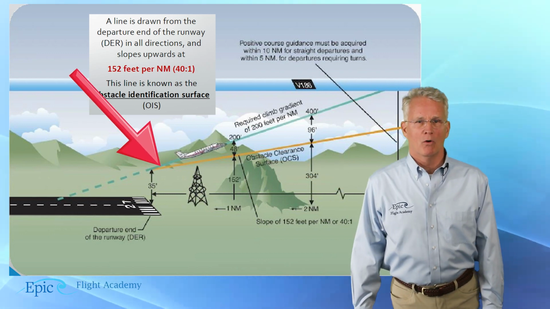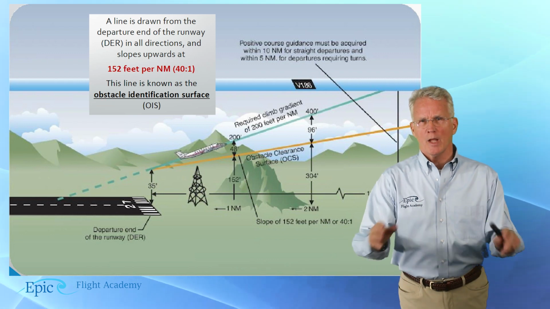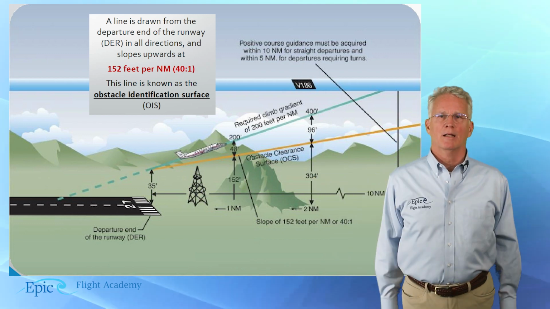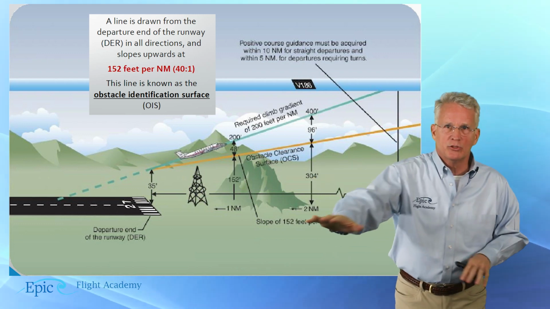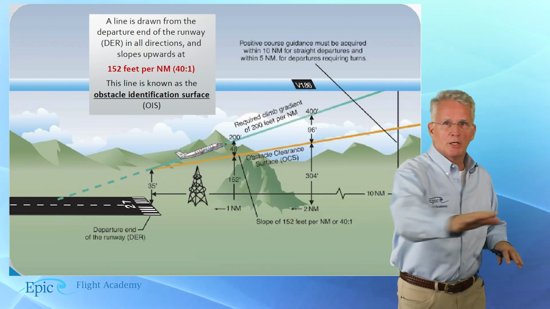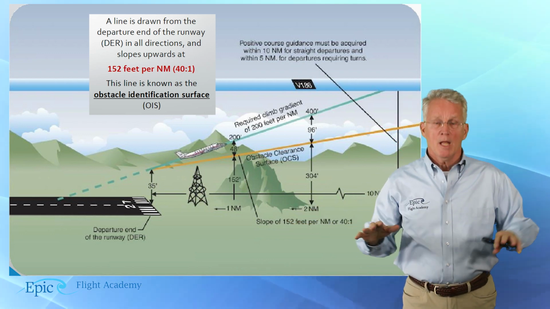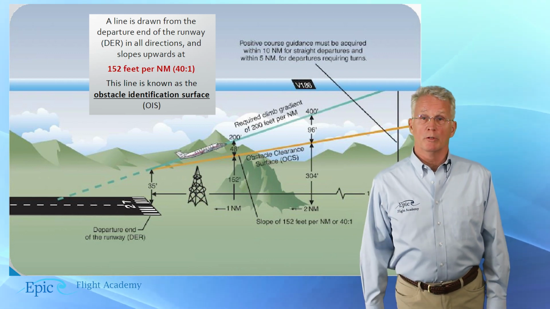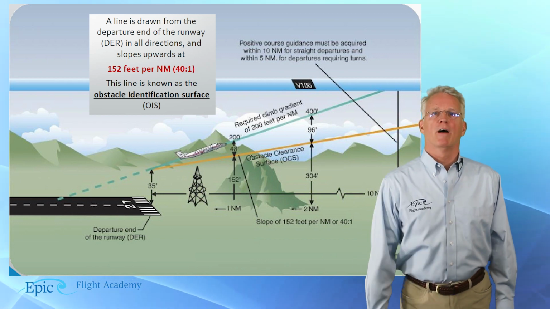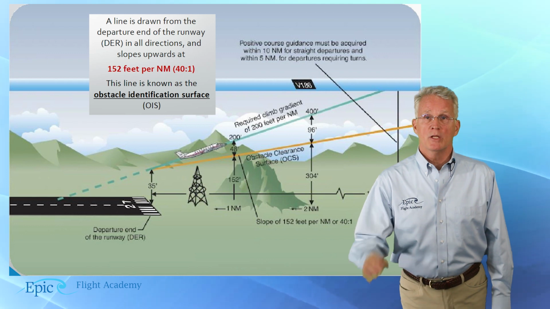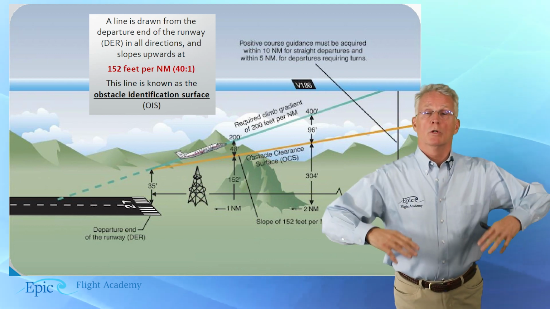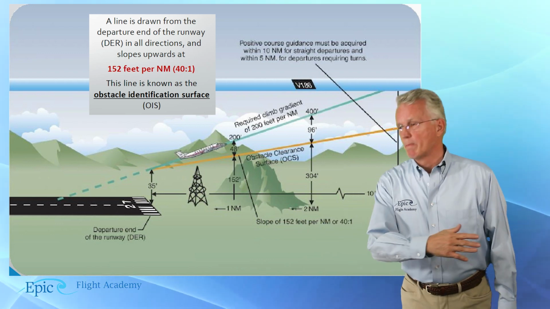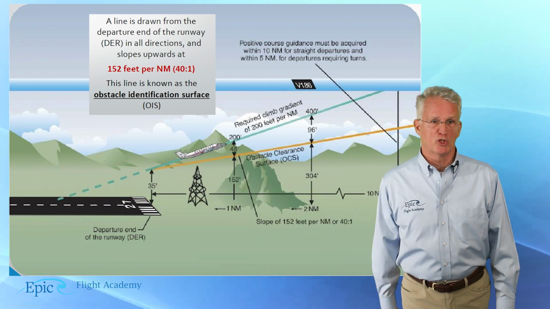That is the OIS. Now, they take that OIS, that geometric imaginary plane, and if it does not encounter any obstacles, then safe departure is assured if the following 3 criteria exist. Now, these 3 criteria are important and will come back to us multiple times as we talk about departure procedures from this point forward in your instrument career.